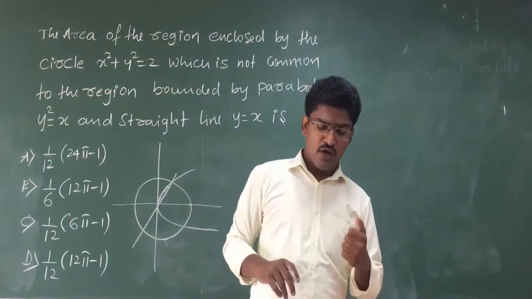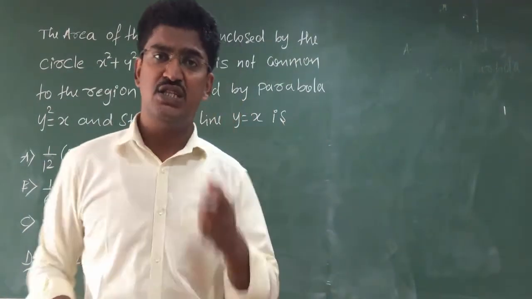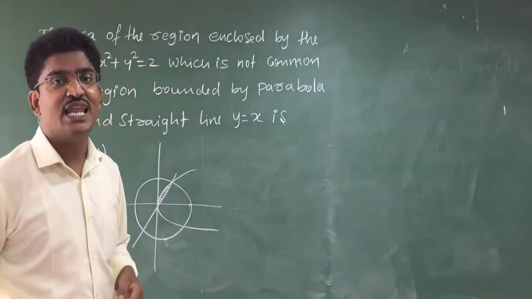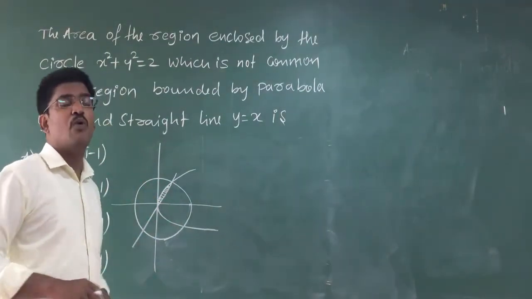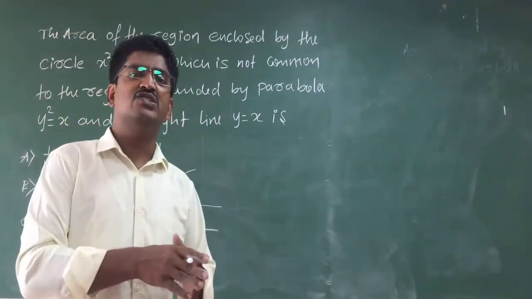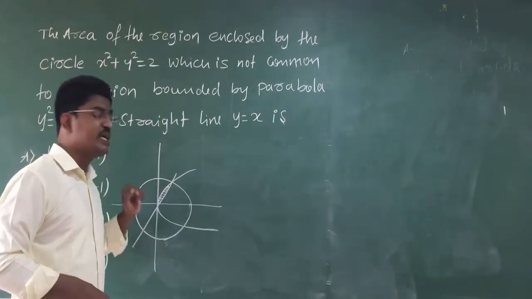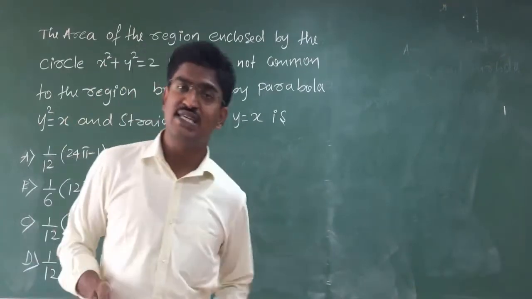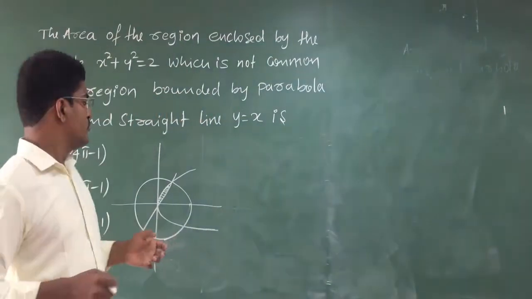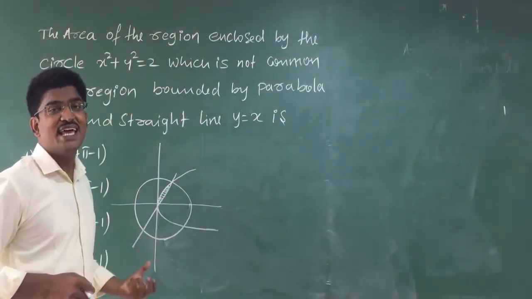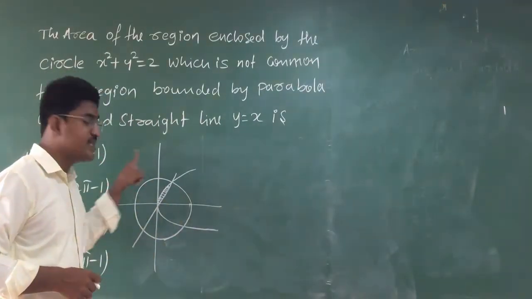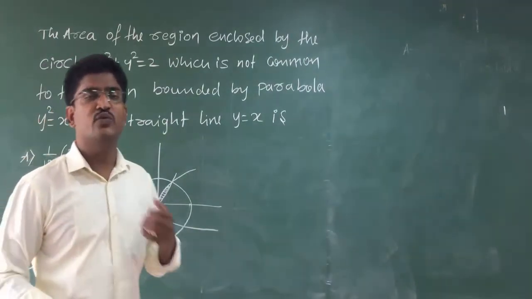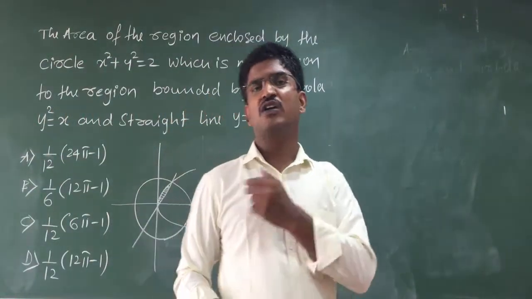First we shall calculate the complete area bounded by the circle, and then we shall subtract this particular common region, so that we get the area which is not common. Again I will repeat: first we calculate the total area bounded by the circle. From that we remove the common region, so that you remain with the area which is not common.